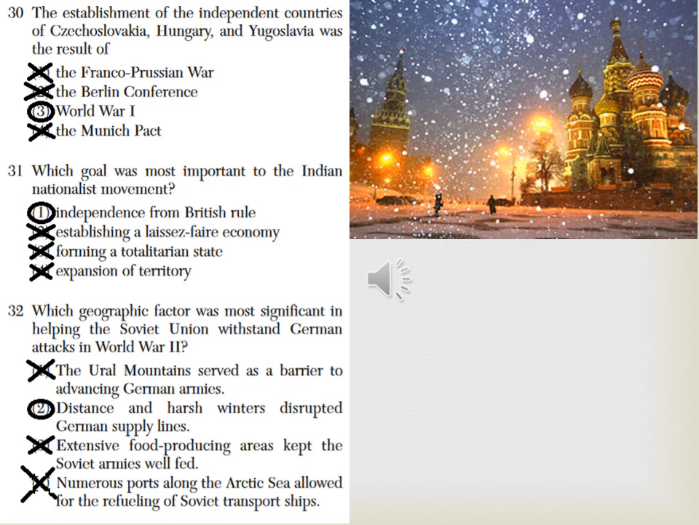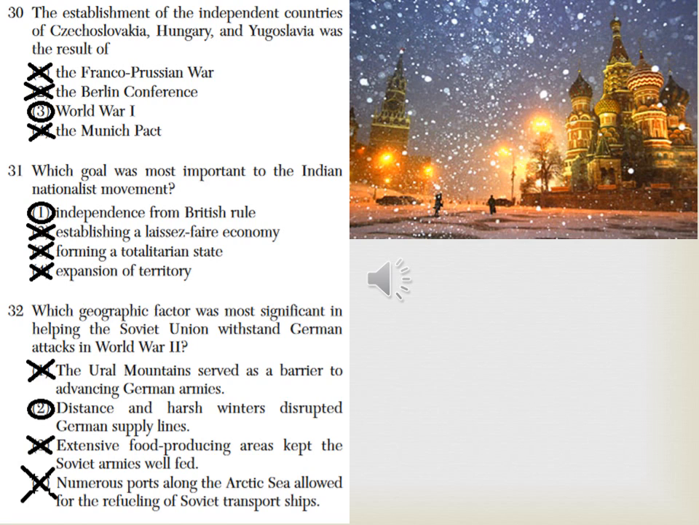Laissez-faire economy, that's a hands-off economy. That's when we deal with capitalism, free market. It has nothing to do with a totalitarian state. That's when you deal with the Soviet Union. That's one example, especially the reign, the government of Stalin, where government has total control over everything. It has nothing to do with the Indian nationalist movement. And India had no intention to expand. So, number 1 is the easy answer to this.